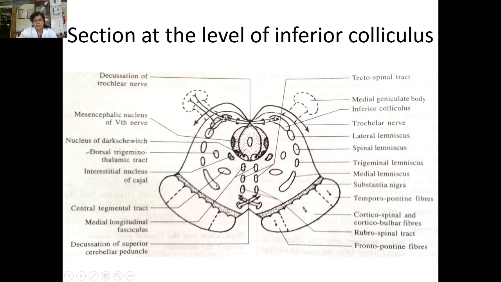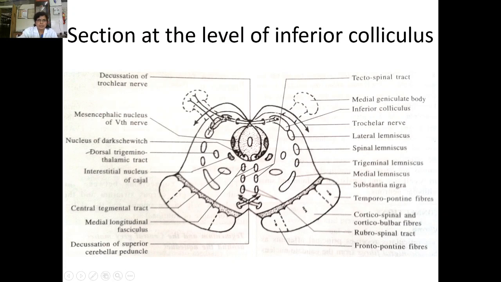Then the lateral part of the tegmentum is occupied by various ascending tracts, and they are arranged from medial to lateral side: the medial lemniscus, trigeminal lemniscus, spinal lemniscus, and lateral lemniscus. And now you know all about these lemnisci.